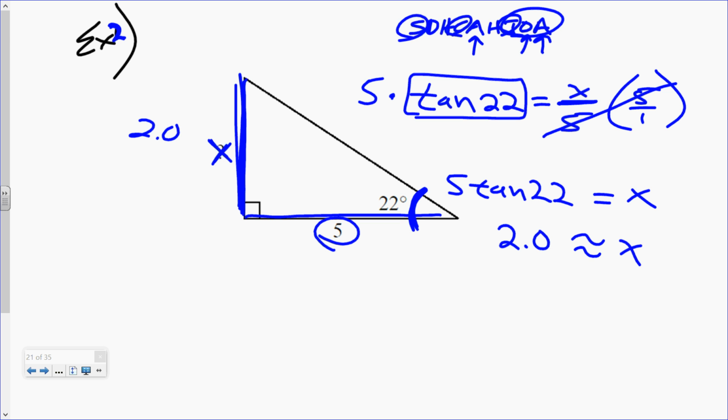Would I be able to solve for one more time? No, you have to use a calculator.